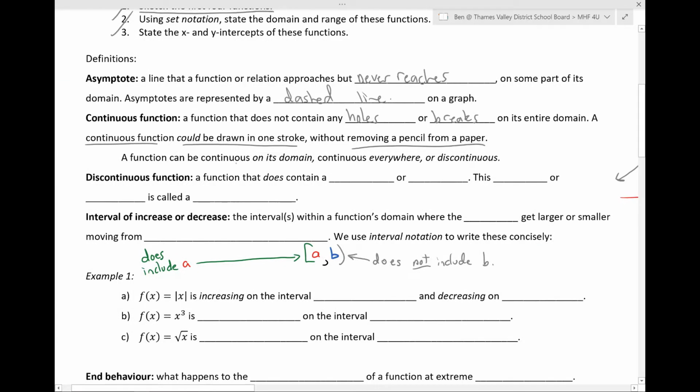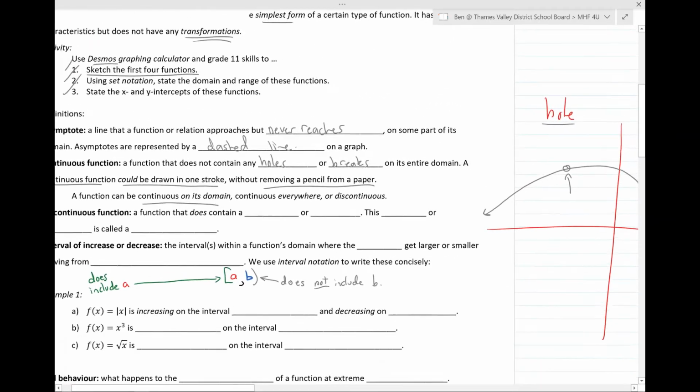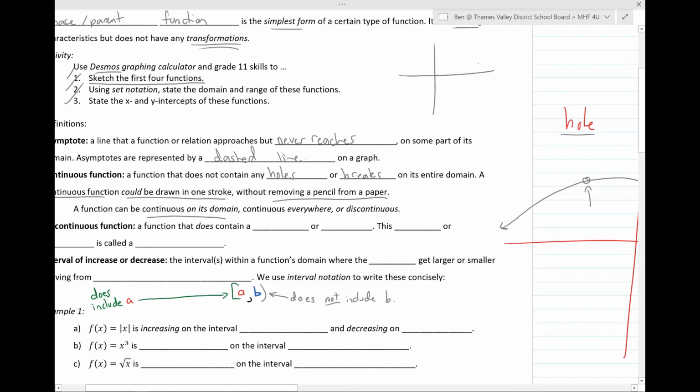Now, a function can be continuous on its domain. An example of that would be a radical function. Its domain is x is an element of the reals such that x is greater than or equal to 0. This is continuous along its domain. If I'm only drawing this function from x equals 0 and to the right, then I never lift my pen up from the page. So it's continuous on its domain.